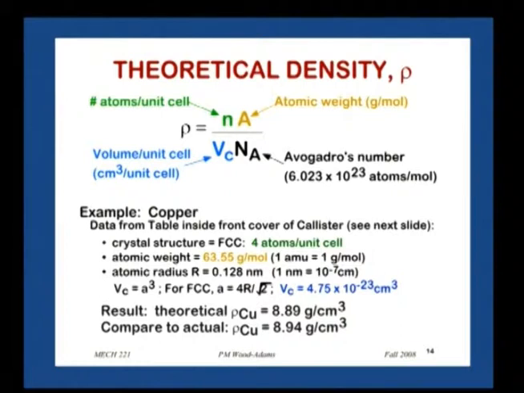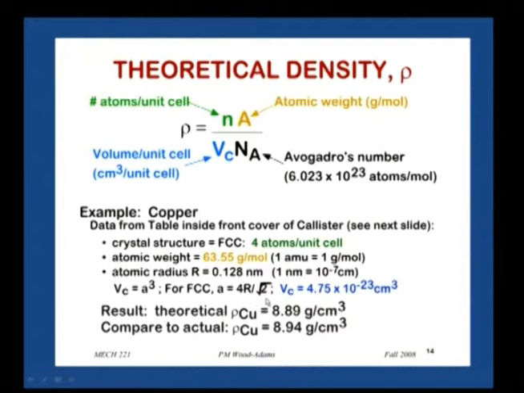The atomic radius will be 0.128 nanometer. So, the volume will be given as A cube, where A is 4R by root 2. To find the volume, you should be knowing the cell dimension, the value of A, the size of the unit cell should be known. We have seen already when we calculated the atomic packing fraction, we had a relation between A and R in the hard sphere approximation. That is what we are using here. A will be 4 into R by root 2. A cube will be the volume, right. So, when you are substituting this R here, your A cube will be the cell volume, that will be equal to 4.75 into 10 to the power of minus 23 centimeter cube.